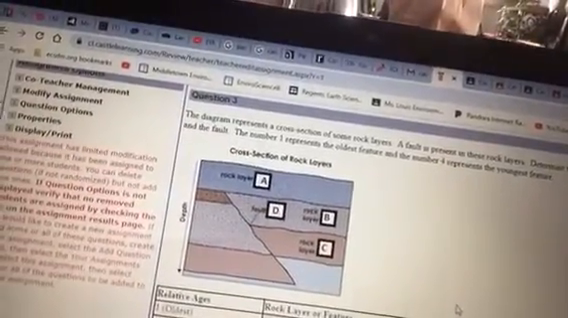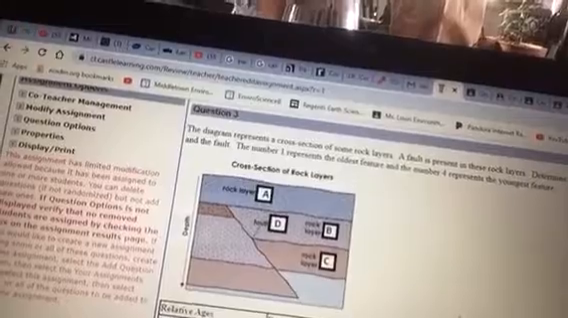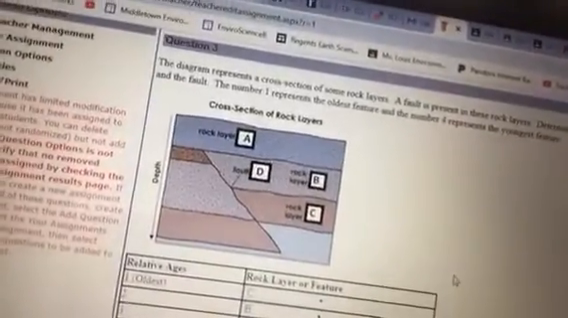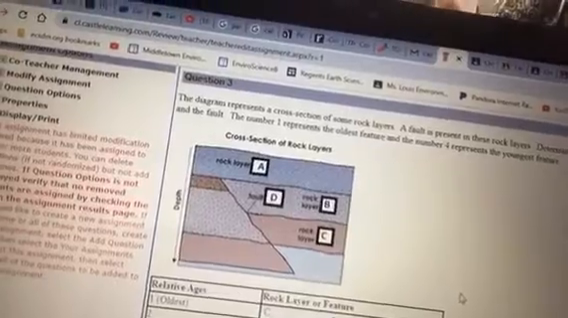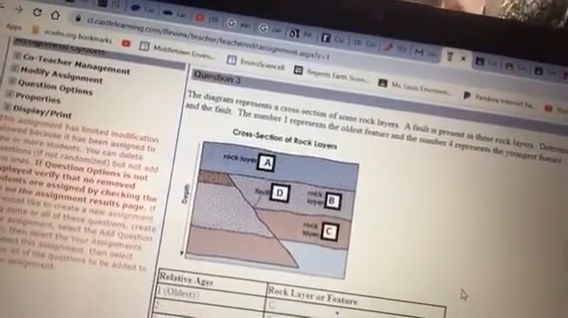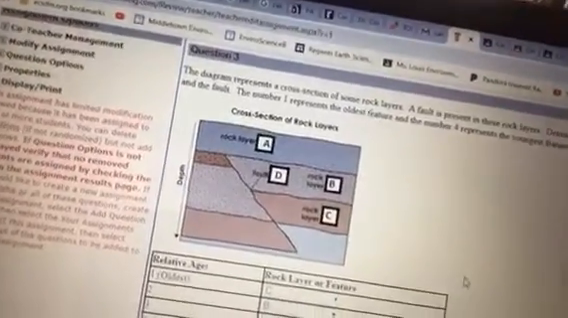So you would see that rock layer C is the oldest because that was on the bottom, and then there was B, and then C and B cracked, faulted, and the D is pointing to the fault, and then on top you have rock layer A. And that's just a matter of putting the letters in over there, oldest to youngest.